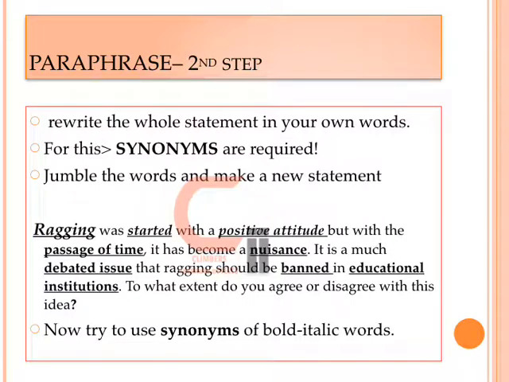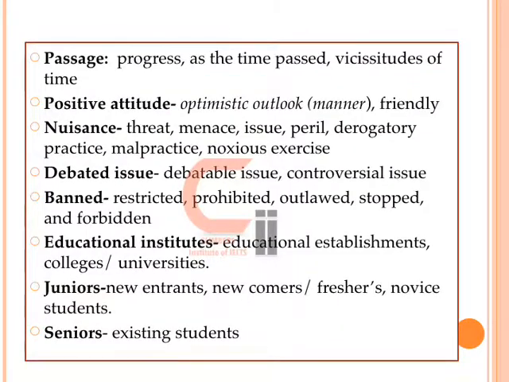So after making the journal statement, the second important step for the introduction is paraphrasing, or rewriting the given statement in your own words. For this you need synonyms, or you can make a new statement by jumbling the words, but keep in mind it should be very clear and the meaning of the statement should not change. For example, you can use synonyms of the highlighted words which are given in the next slide. So these are the synonyms that can help you to make a new statement, and it is already done for you.